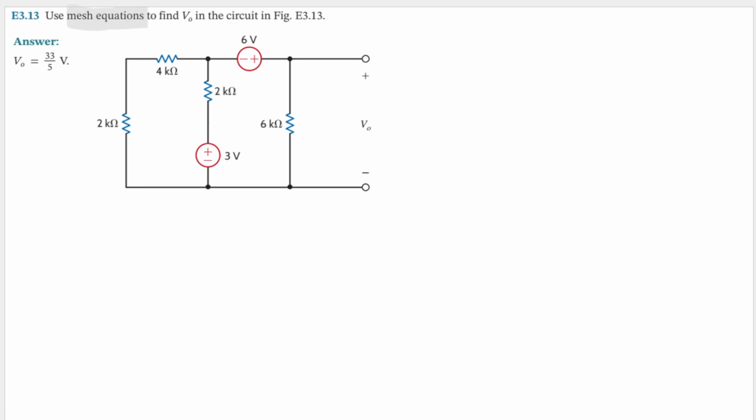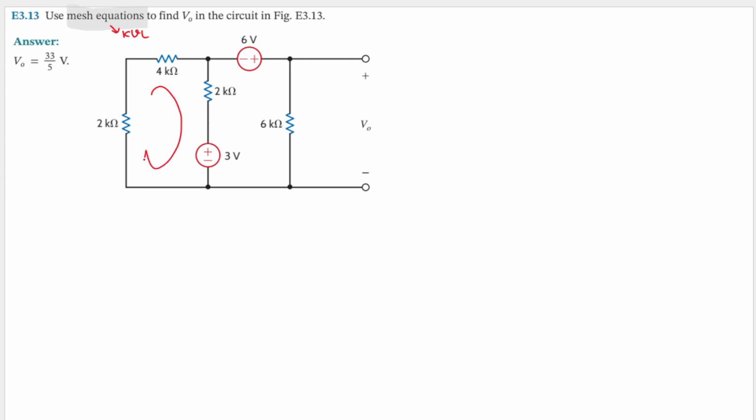What does mesh equations mean? That we need to use the KCL, yeah, Kirchhoff voltage law, yeah, KVL. What is KVL? KVL says that the voltage in a loop will equal 0. Okay, so now let's work on our loops.